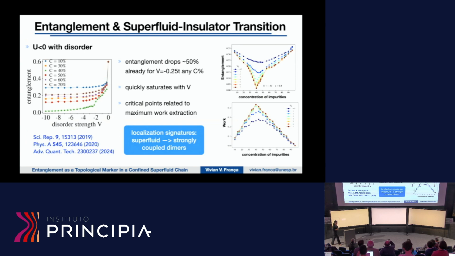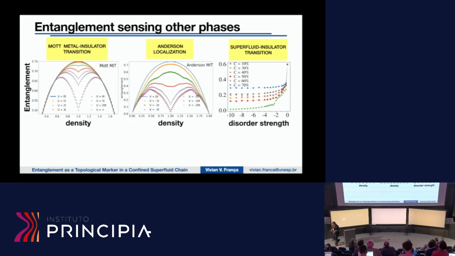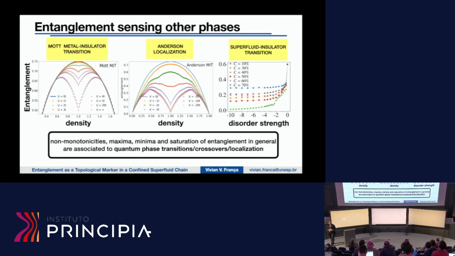And then just to summarize and begin with the real topic of the talk, that was just to give you an idea of how we are using this average entanglement to quantify, to analyze, to try to mark quantum phase transitions in general. And I could summarize like that. Whenever we see non-monotonicities, maxima, minima, or saturation in the degree of entanglement in a given system with respect to the driving parameter, that is typically associated with quantum phase transitions, crossover, or localization, right?